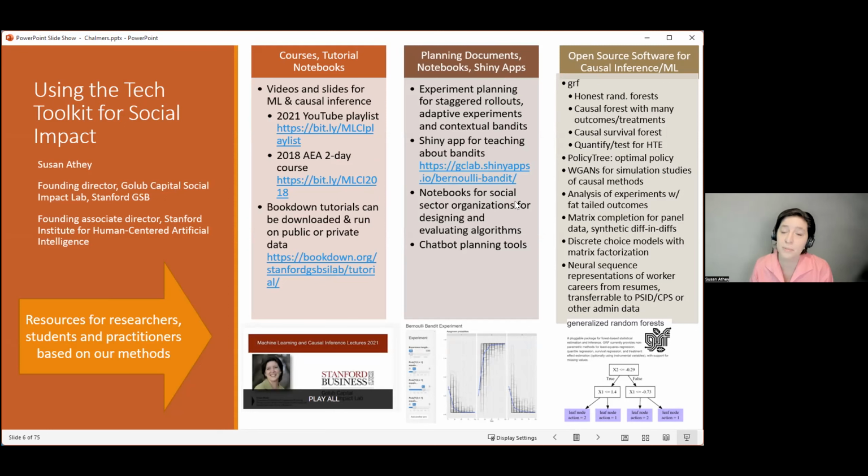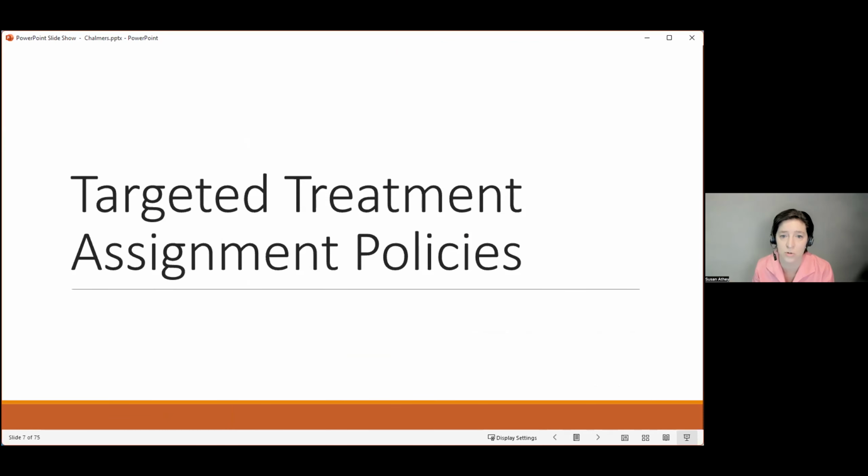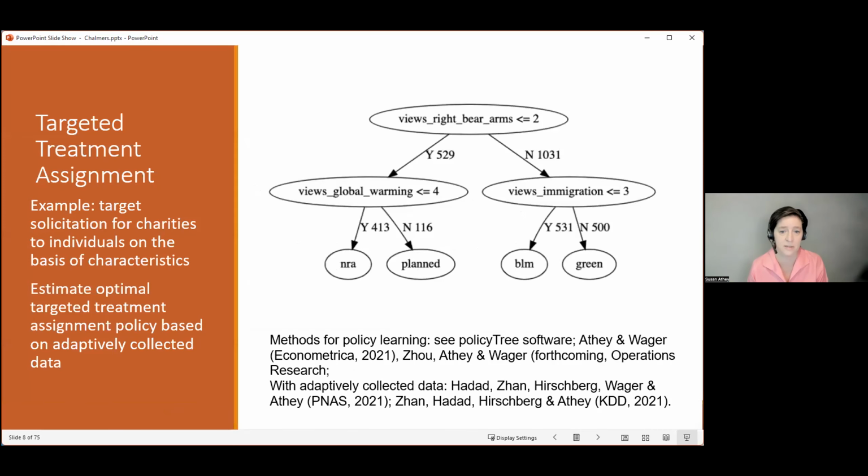We have a lot of planning documents. We have a Shiny app for teaching about bandits where you can simulate different bandits. And then we have a lot of open source software, GRF being the most popular, but a variety of others as well. But today I want to talk about how all these things are applied, although creating these tools and open sourcing them is part of our impact, because we have demonstration projects around the social impact applications. So let me start with something where we're using offline data to estimate targeted treatment assignment policies.